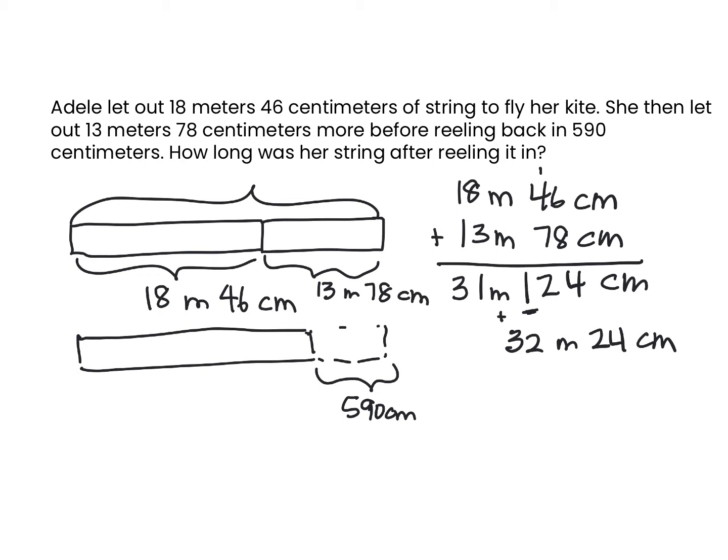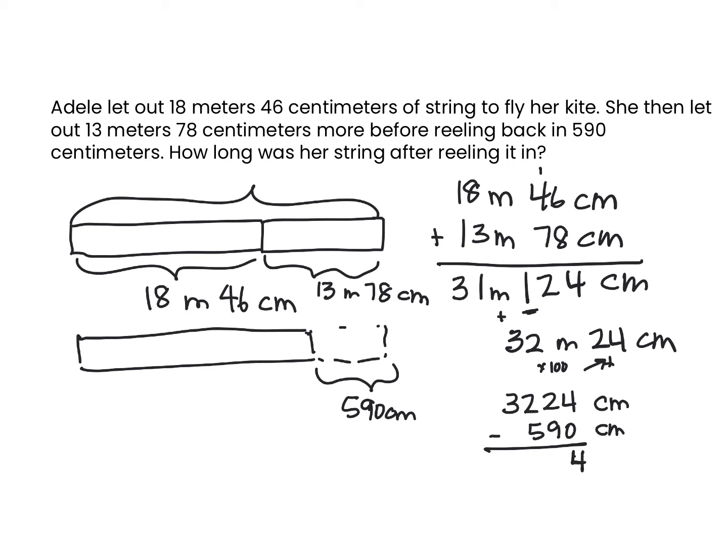So let's take our 32 meters. Remember that with 32, we would times it by 100 to get it back into centimeters. So that just means we'll take our 32, that's 3,200, plus the 24. And so we've got 3,224 centimeters minus our 590 centimeters. And this is going to tell us how long her string was after she reeled back in 590 centimeters. So let's go ahead and do that.